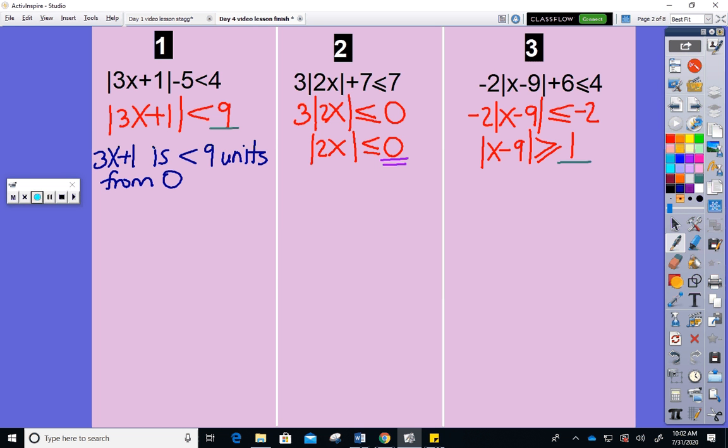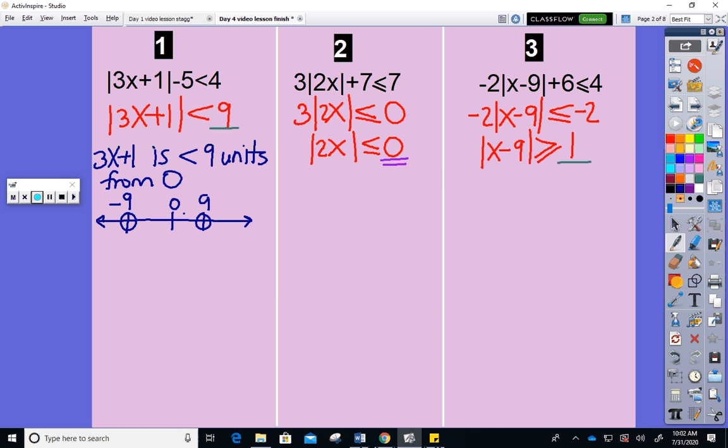You don't have to actually write it out. But when I look at the number line, what that means is I've got 0 in the middle. I know 9 units from 0 would be at 9 or negative 9. It's less than, not less than or equal to, so open, not closed. And then I'm going to go straight to it.